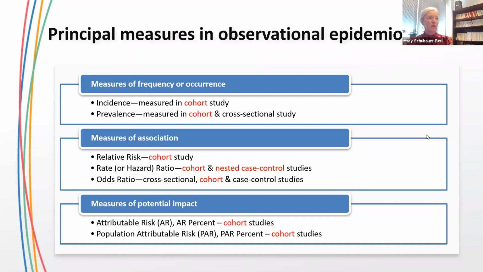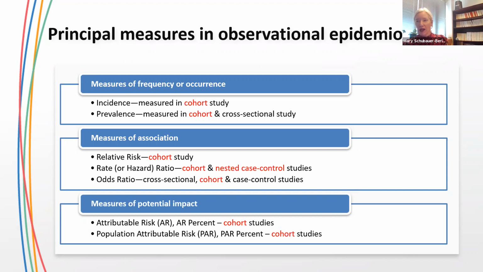So the principal measures that are used in these cohort studies, well, basically all occupational study designs combined, are measures of frequency or occurrence. Incidence is measured in cohort studies, whereas prevalence could be measured in cohort or cross-sectional studies. Measures of association can be measured in different types of studies. A relative risk would be measured in a cohort study. A rate or hazard ratio can be measured in a cohort or nested case control study. An odds ratio can be calculated in a cross-sectional, cohort, or case control study.